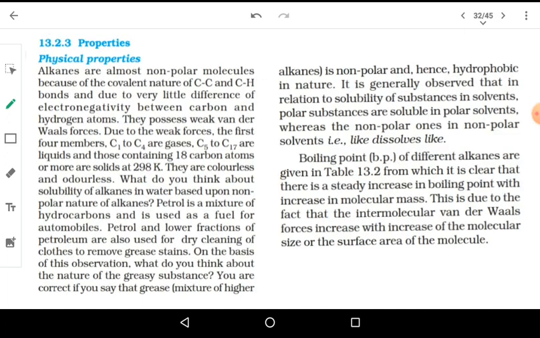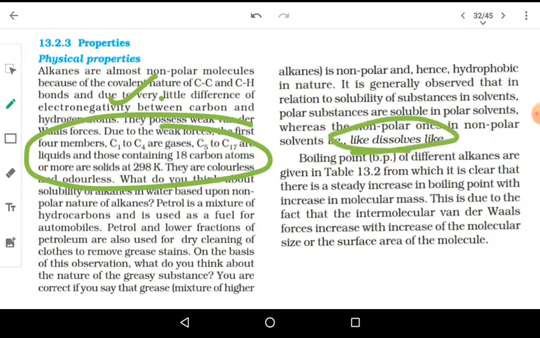Let us move on to the physical properties. In physical properties, the first important one is the nature. As we can see over here, C1 to C4 are gases, C5 to C17 are liquids, and those which are higher than 18 carbons are going to be solids. So this state is important. The second important thing is related to their solubility. We know like dissolves like, so we can say they are soluble in organic solvents.